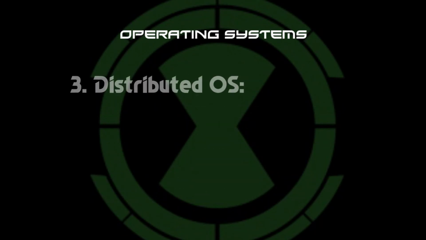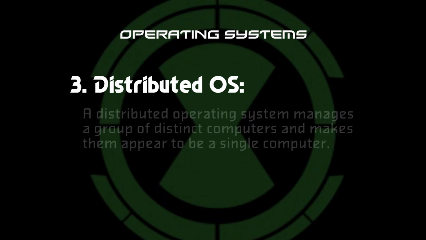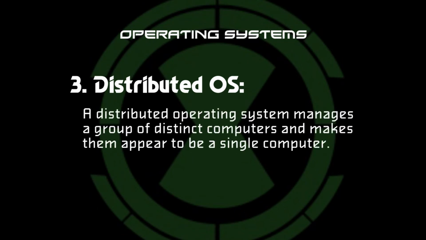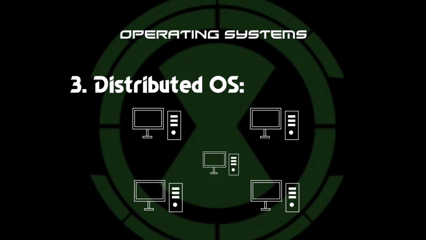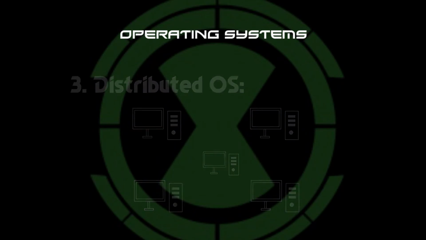Next, the distributed operating system. A distributed operating system manages a group of distinct computers and makes them appear to be a single computer. The development of networked computers that could be linked and communicate with each other gave rise to distributed computing. Distributed computations are carried out on more than one machine. When computers in a group work in cooperation, they form a distributed system.